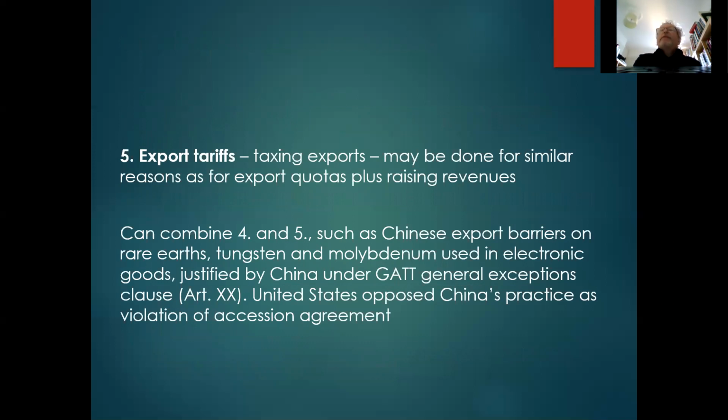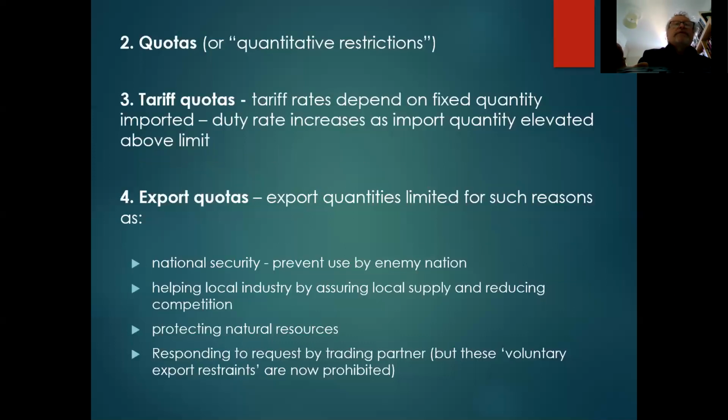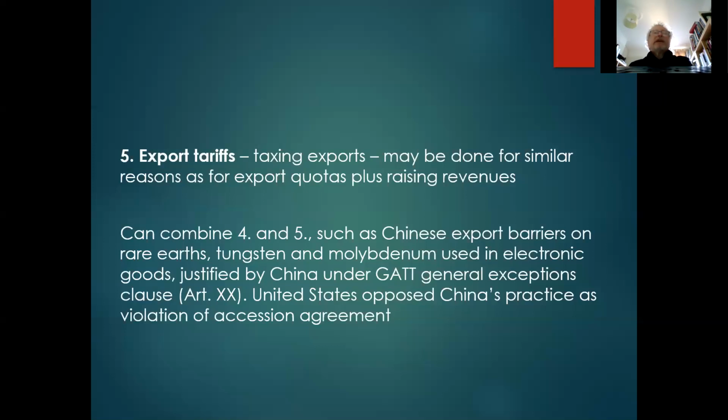So these are taxes on exports. They are done for similar reasons as before, but also for raising revenues. And you can, of course, combine 4 and 5. So you can have export quotas and export tariffs. And China actually did that. I mentioned to you before China and the rare earths. So China was actually doing this.